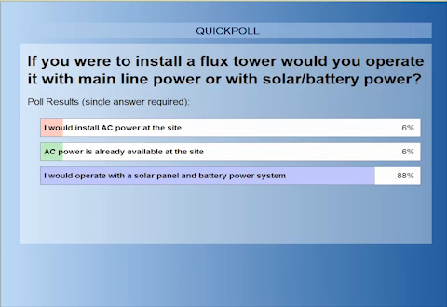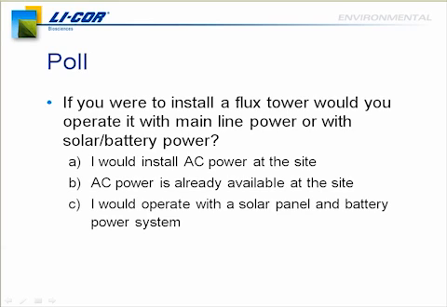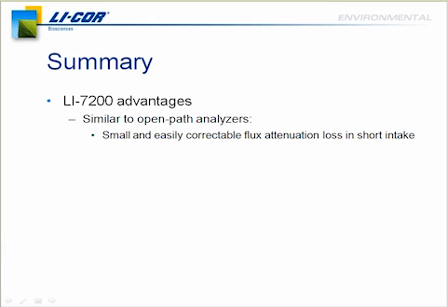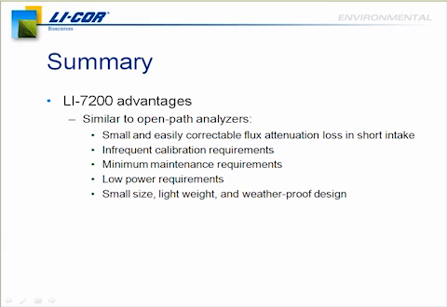Okay, just to summarize and wrap things up here for the day, we'll go ahead and recap some of the advantages that the LI-7200 has that are similar to open path analyzers. One, there's small, easily correctable flux attenuation loss because there's a short intake tube. There's very infrequent calibration requirements because the instrument is very stable over time. There's minimum maintenance requirements. The optics are such that they don't require a lot of attention, and once you get things deployed, they pretty well maintain themselves. The instrument has very low power requirements, so the infrastructure at the site can be minimal. And the small size, lightweight and weatherproof design make it really just easy to use out in the field.